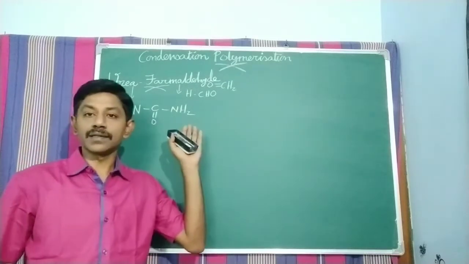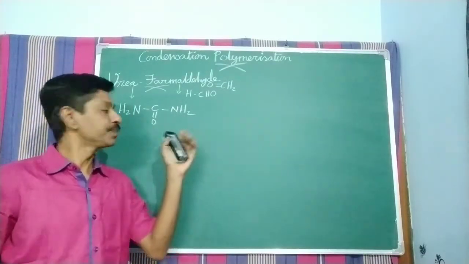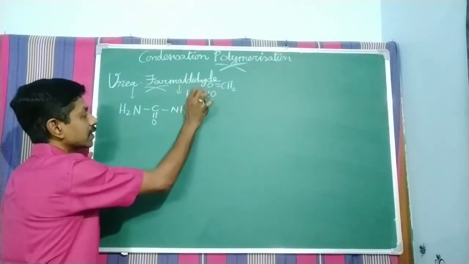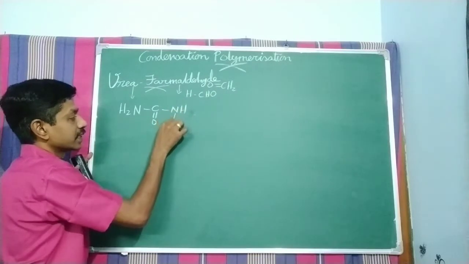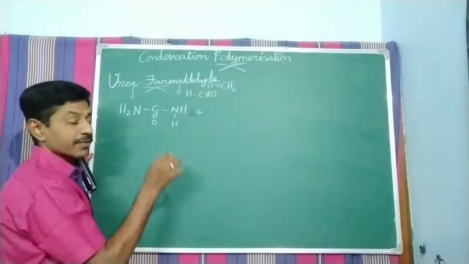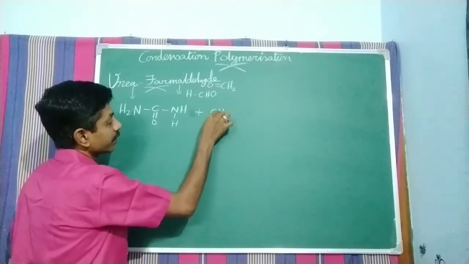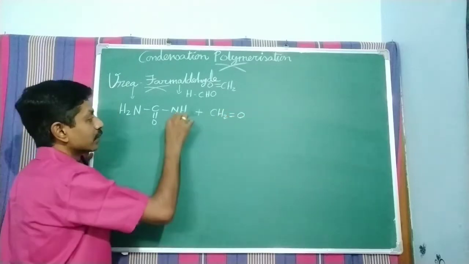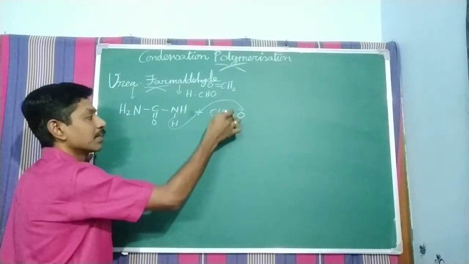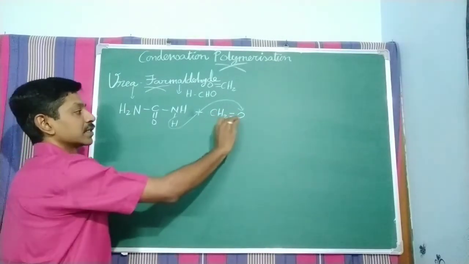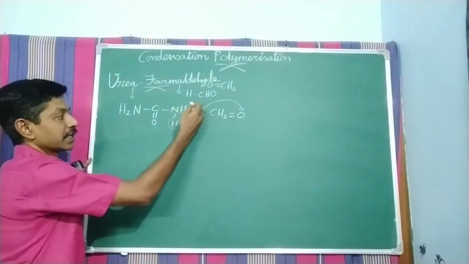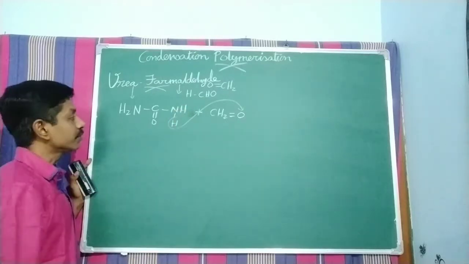It can be called diamino ketone type or diamine. And these two hydrogens I separate this way for easy reactivity. We are going to react one molecule of urea with formaldehyde, and I am writing formaldehyde this way. And when one of the hydrogens goes and gets attached to this oxygen, the double bond will be broken and you will get an OH group formed. Then that group, the formaldehyde group, will get attached here with urea.